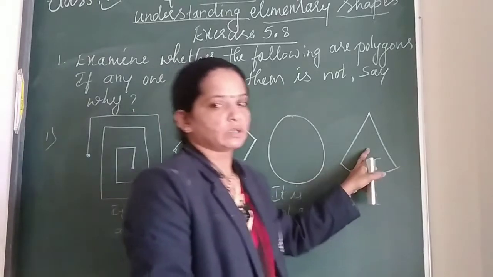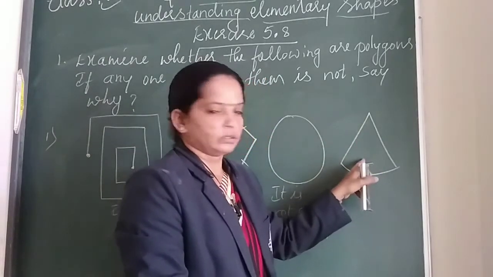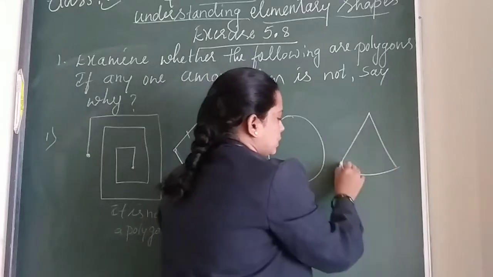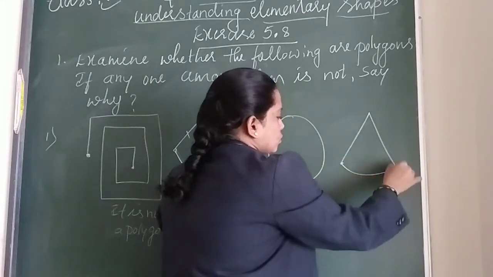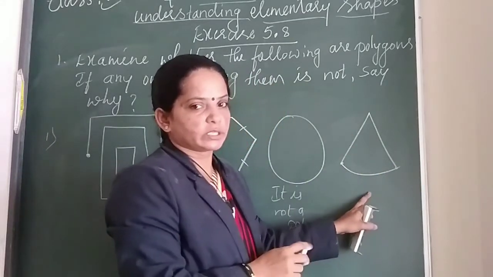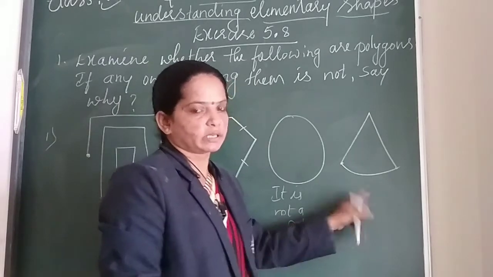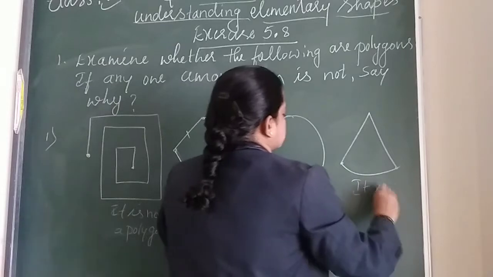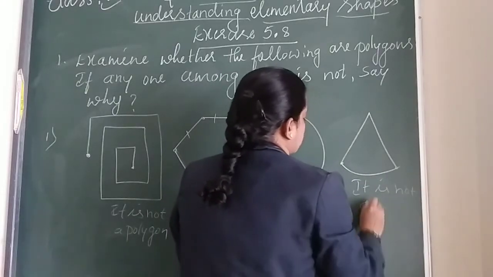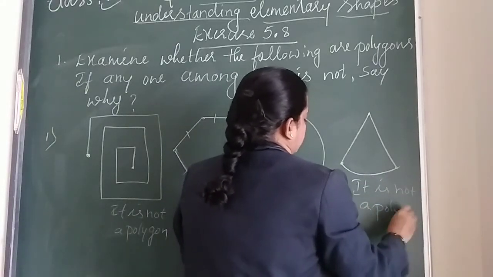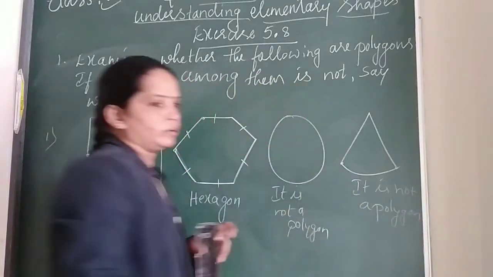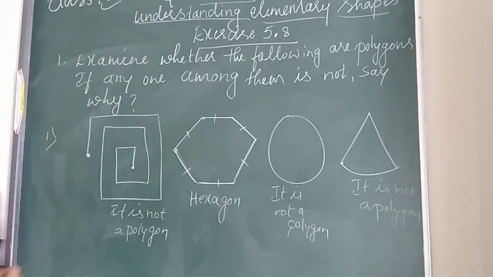Then this one, it is a cone. Here two line segments are there, and another side is closed with a curve. So it is not a polygon. A polygon should be bounded by line segments. So it is not a polygon.